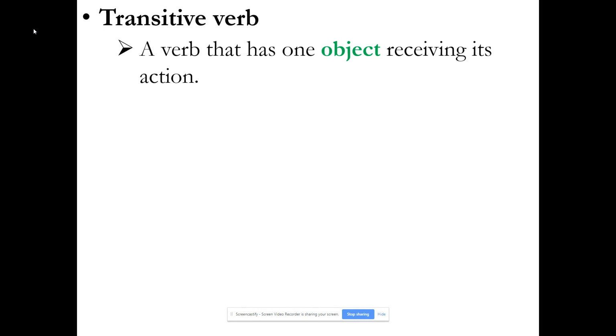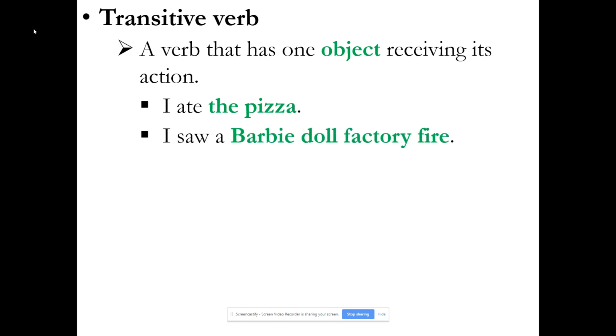A transitive verb is a verb that has one object receiving its action. So, I ate the pizza. The pizza is being eaten, right? I am the one eating the pizza, and so the pizza is directly receiving the action of the verb to eat. I saw a Barbie doll factory fire, right? The thing that is seen is the Barbie doll factory fire, so direct object.